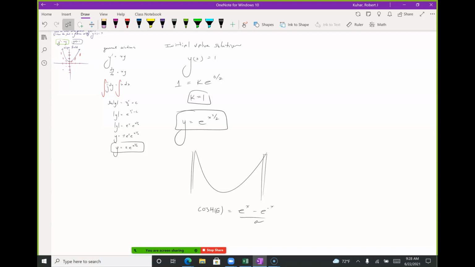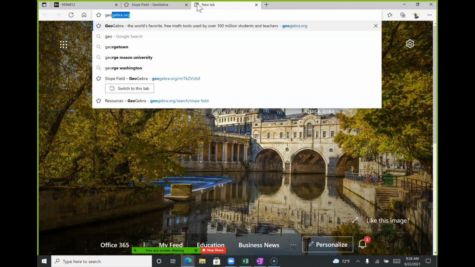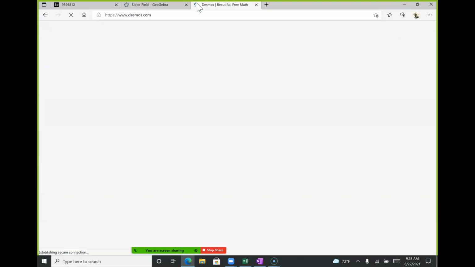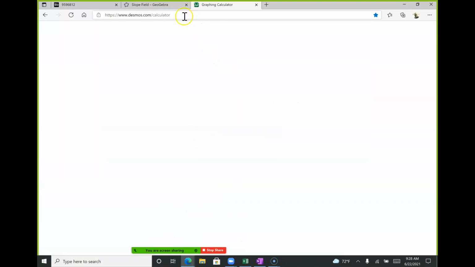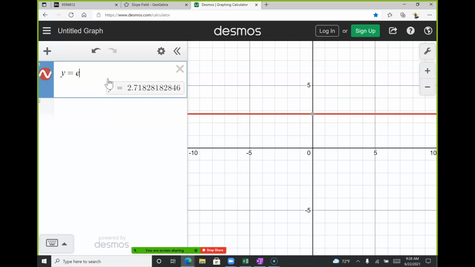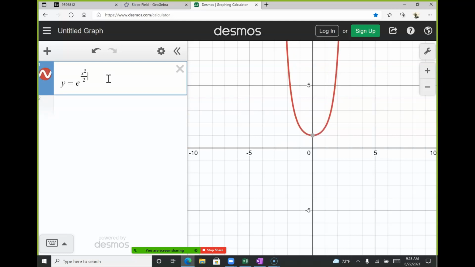What do we want to do? We want to graph this e to the x squared over 2 on our calculators to make sure it fits into our slope field, right? I'm using Desmos here, but you can use your calculator. It's just so much easier for me to demonstrate on this. If you do have calculator questions, you can certainly ask me. So I had y equals e raised to the x squared divided by 2, and there it is. It seems to fit into the grooves of my slope field.